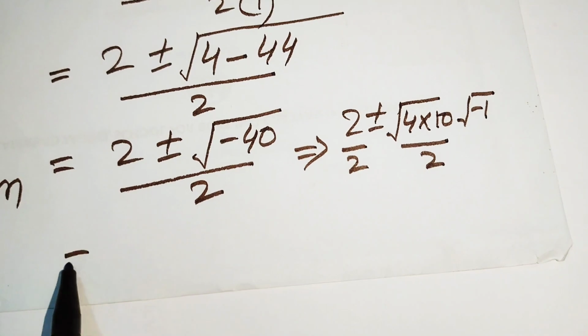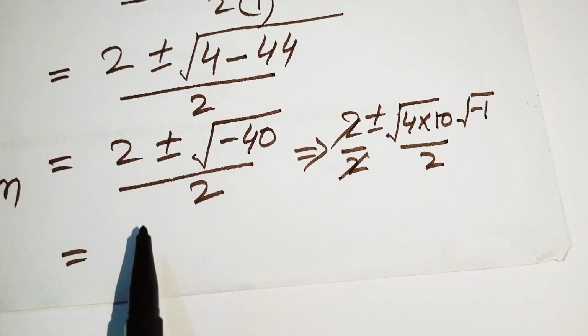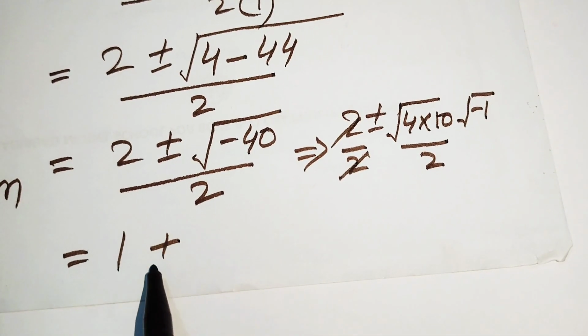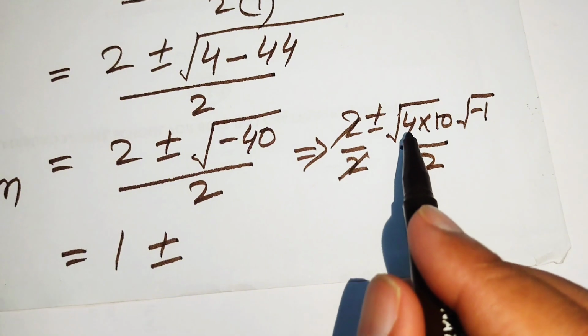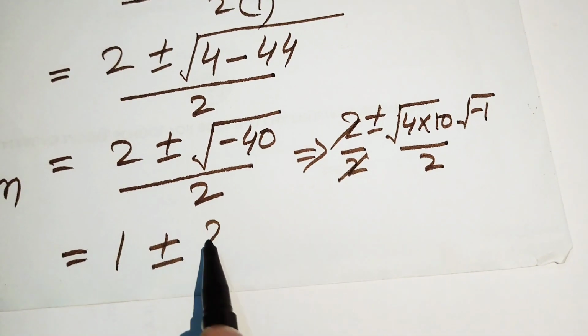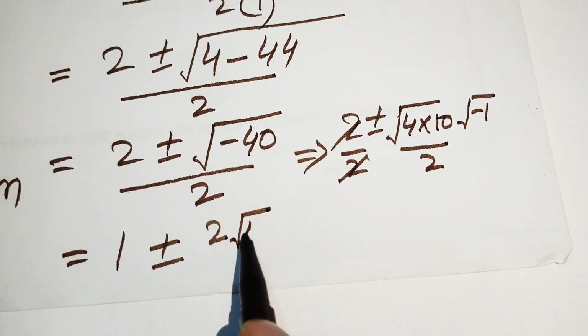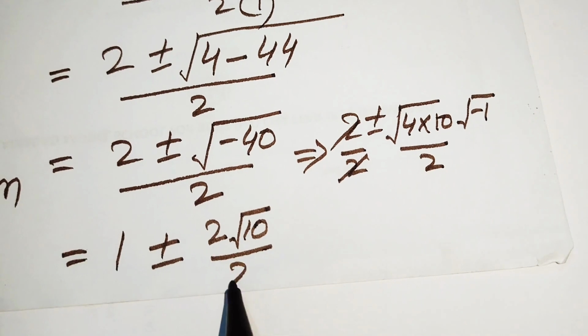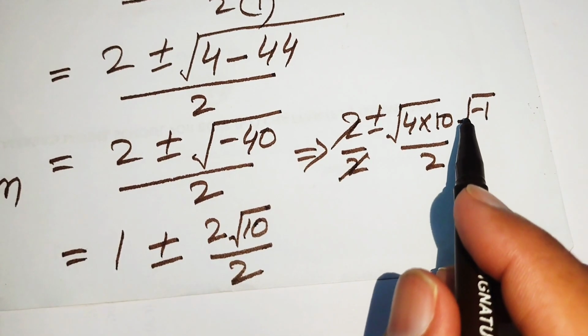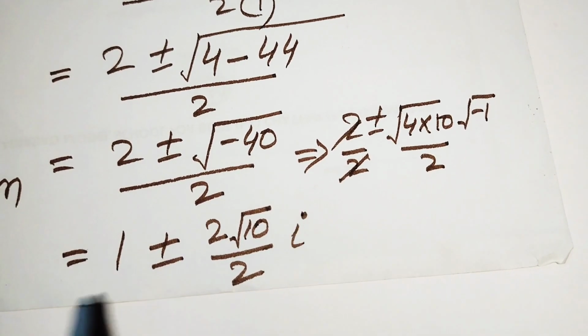And now you see here, this 2 is cancelled out by this 2, and we get plus 1 and plus minus. Here you see that the square root of 4 is equal to 2, into square root of 10 divided by this 2, and we know that the square root of minus 1 equals iota.